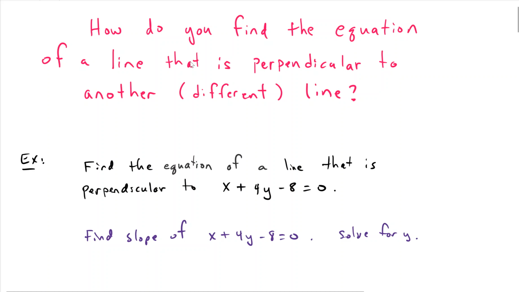In a previous video, we discussed how to find the slope of a line that was perpendicular to another line. In this video, we're going to take it one step further and find the equation of a line that's perpendicular to another line.